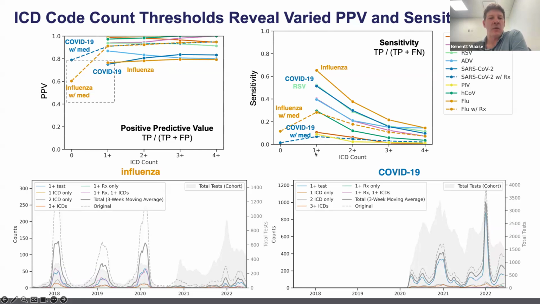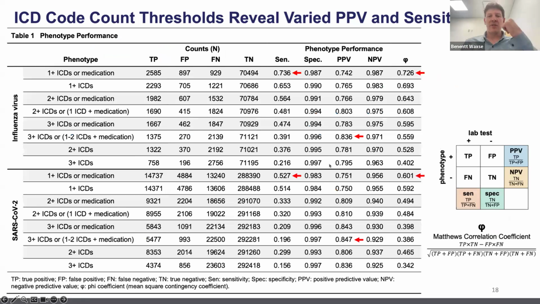I'm going to skip a deep dive into the sensitivity, but I think this is a cool reminder that if you go from 1 to 2 to 3 ICD codes, so you make your threshold more stringent, you have at least 2 ICD codes, it just shows how you lose sensitivity. So if you go from 1 to 2, for instance, in influenza, your sensitivity goes from somewhere like 65% to 40%.